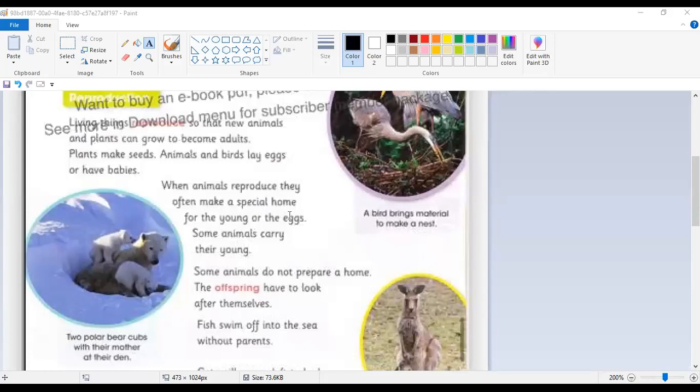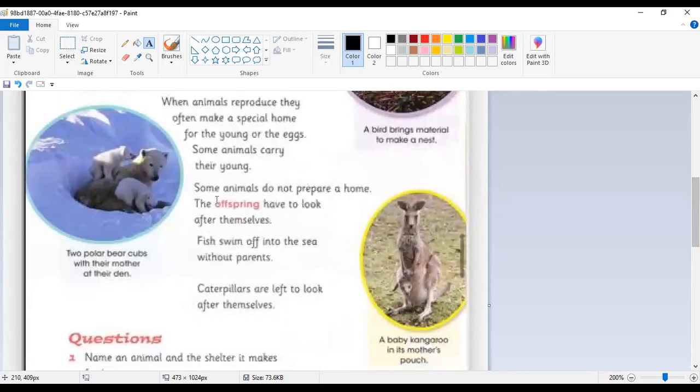So we can understand that many animals reproduce often and make special homes. This is the one point we have discussed, that animals make their homes. Some animals do not make their homes. The second point is that some animal parents take care of their babies, their offspring. What is the meaning of offspring? Offspring means their own babies. Some animals take care of their babies. However, some animals do not take care of their babies.